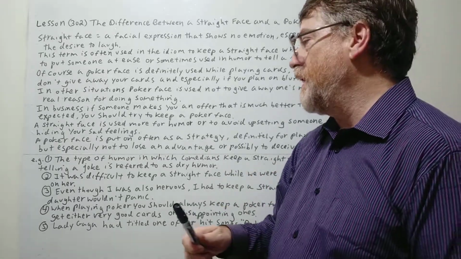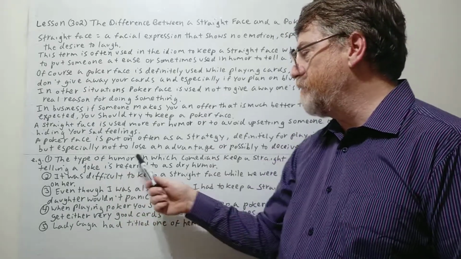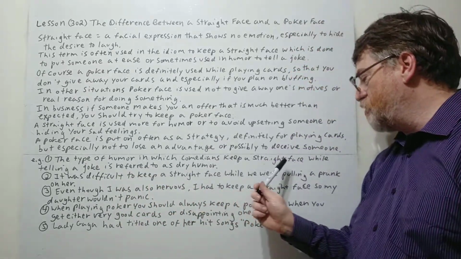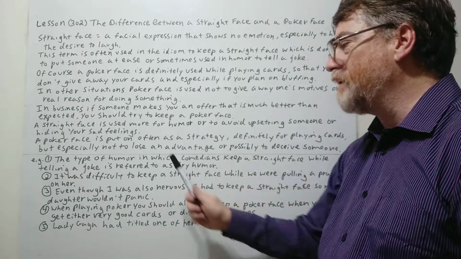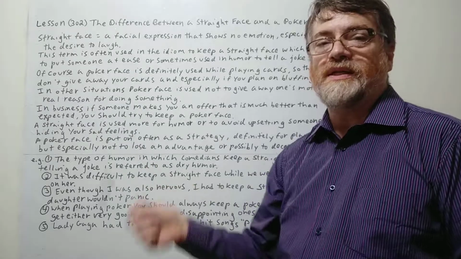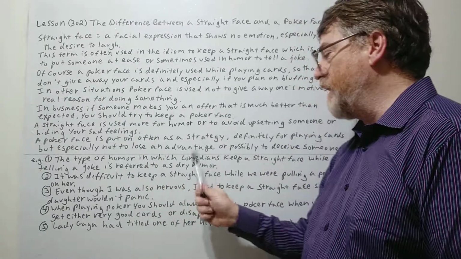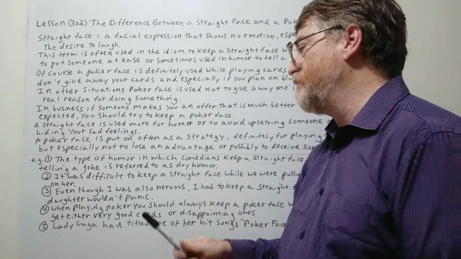Okay, good. And now we're going to give examples here that will help more. That type of humor in which comedians keep a straight face while telling a joke is referred to as dry humor. So here, straight face, it has to do with humor, comedy. We definitely use straight face. We would not use poker face in this situation.